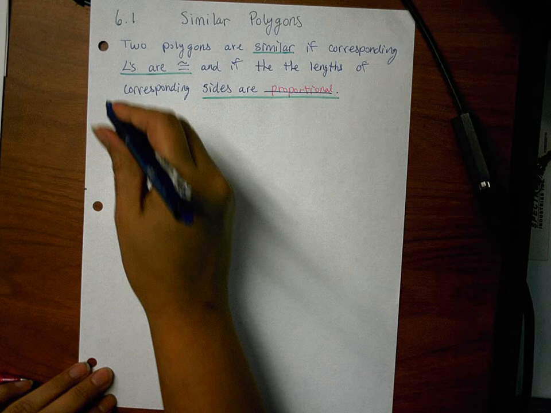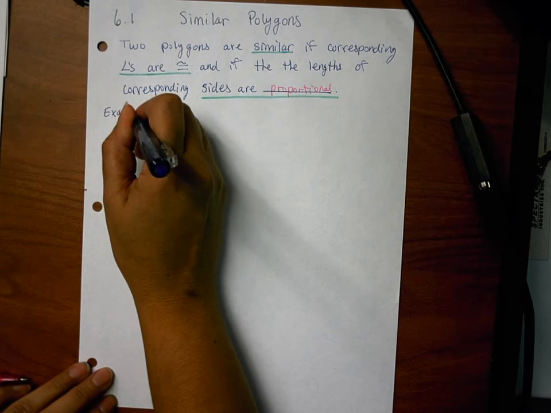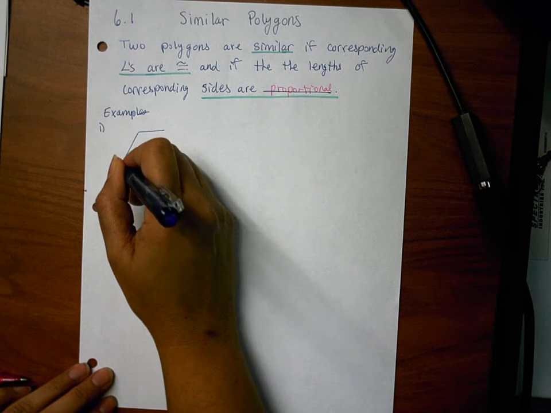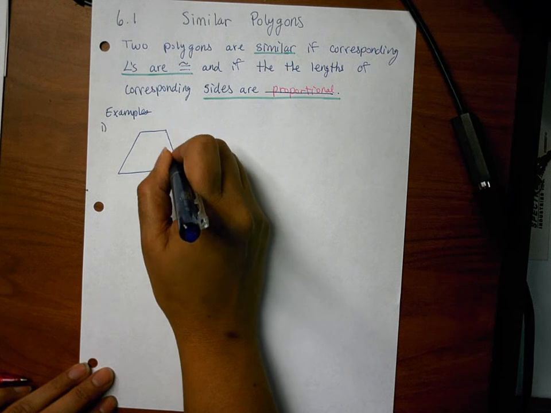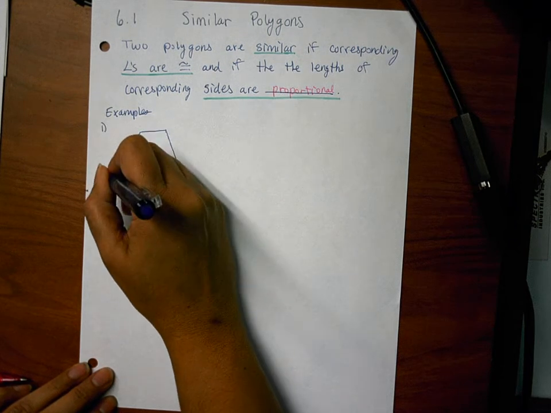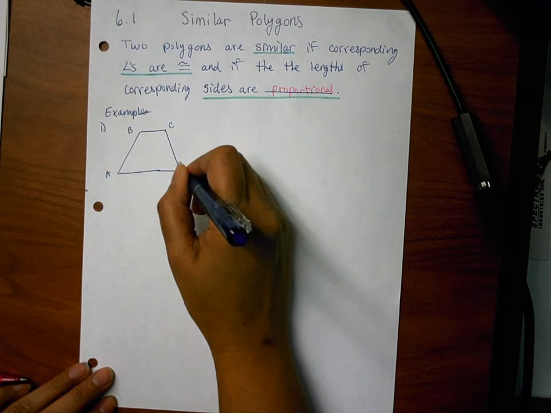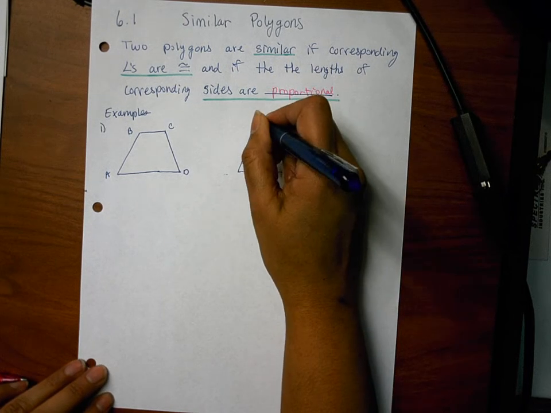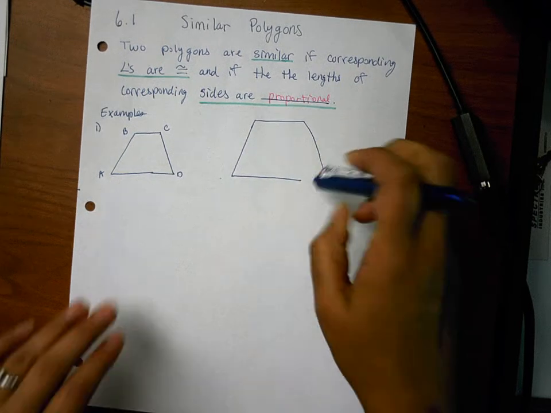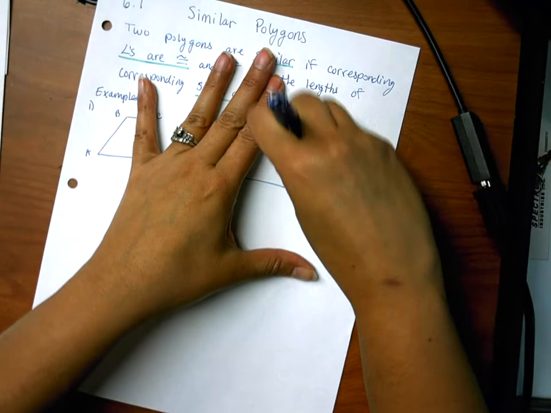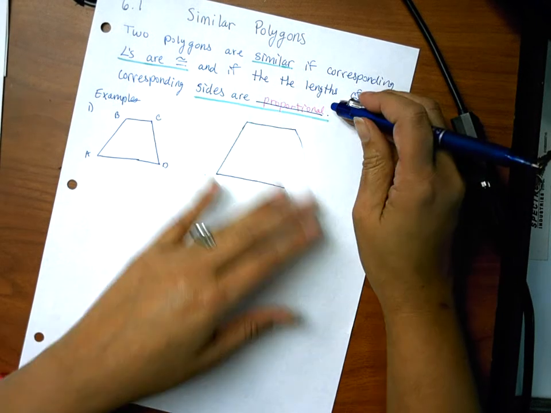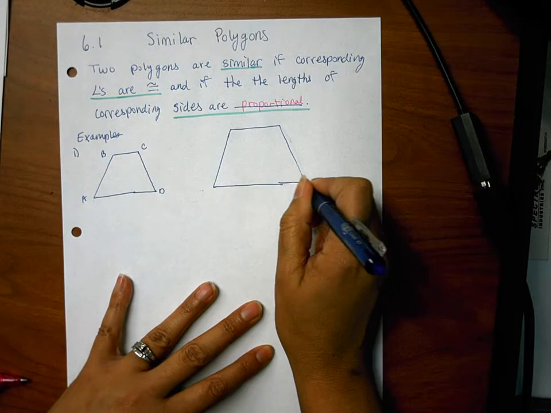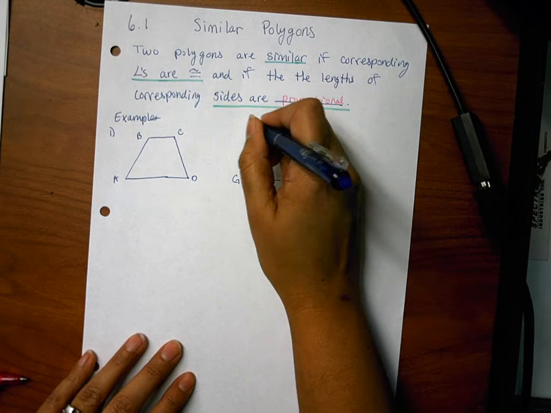Okay, so examples. Number 1, I'm going to have you draw a quadrilateral. I'm going to call this ABCD, and a different size but same shape, just larger. And this one is still a quadrilateral. We're going to call this one GHIJ. Finish getting this side down. Okay, so that was GHIJ.